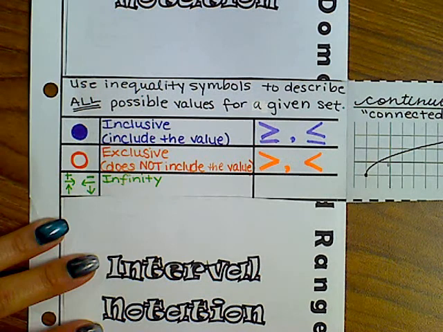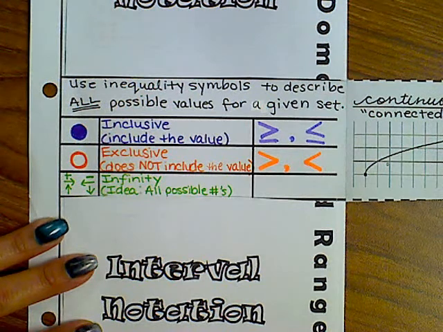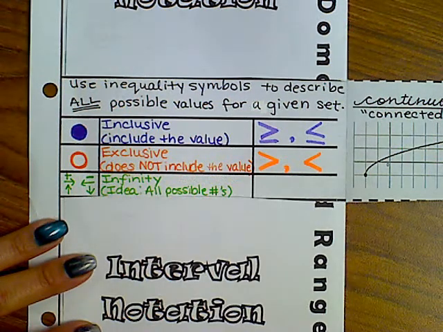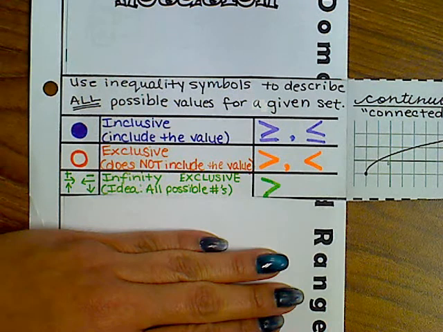Infinity. Now, infinity is something that we cannot count up to, so it is not a number. Instead, it is an idea encompassing all possible numbers in the known universe. Now, because infinity is not a number, and it keeps going on and on and on forever and ever, we wouldn't be able to include it. So infinity would be exclusive.